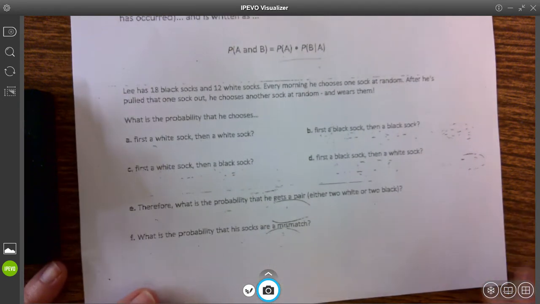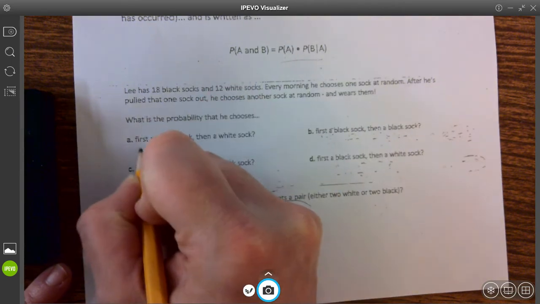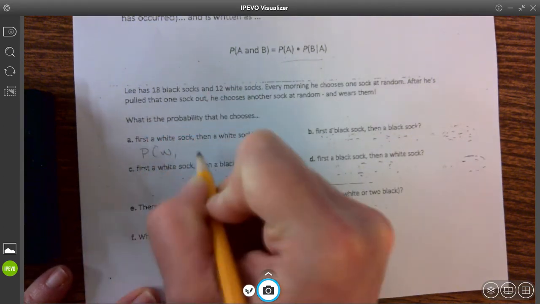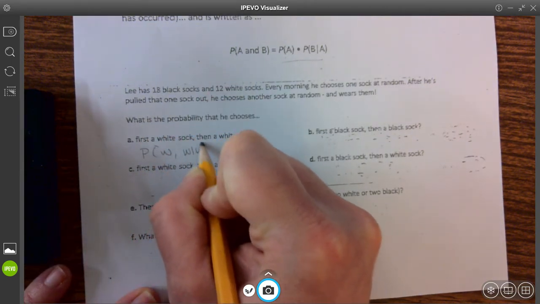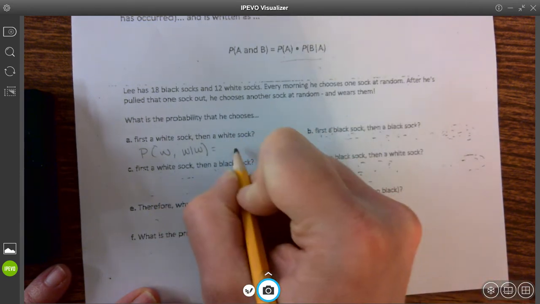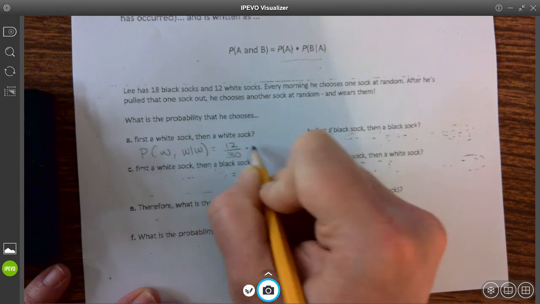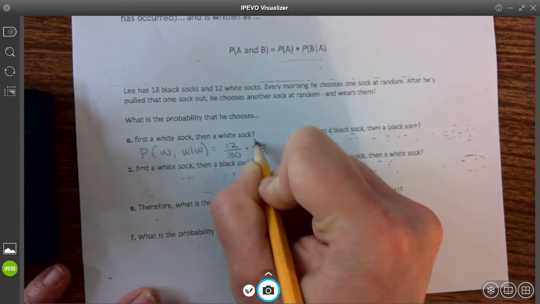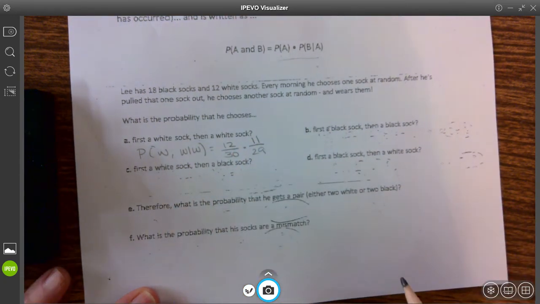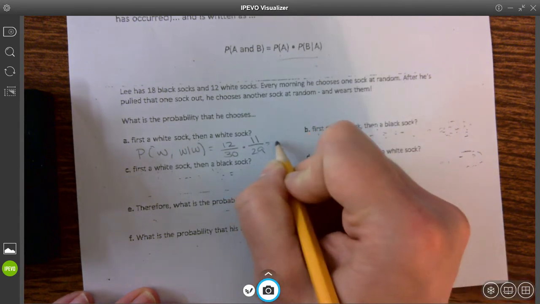Okay. Here it says Lee has 18 black socks and 12 white socks. Every morning he chooses one sock at random. After he pulled that one sock out, he chooses another sock at random and wears them. What's the probability that he pulls a white sock and then a white sock given that he just got a white? Well, that's 12 white socks out of 30. And then since he just pulled a white sock, it's out of 29 now and out of 11 because he just pulled a white.